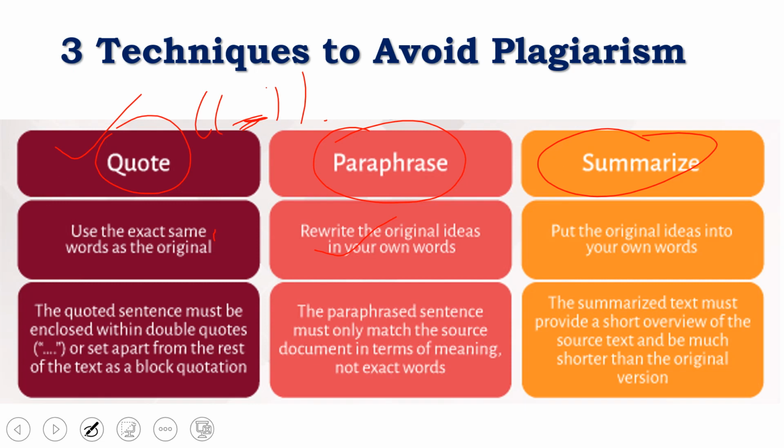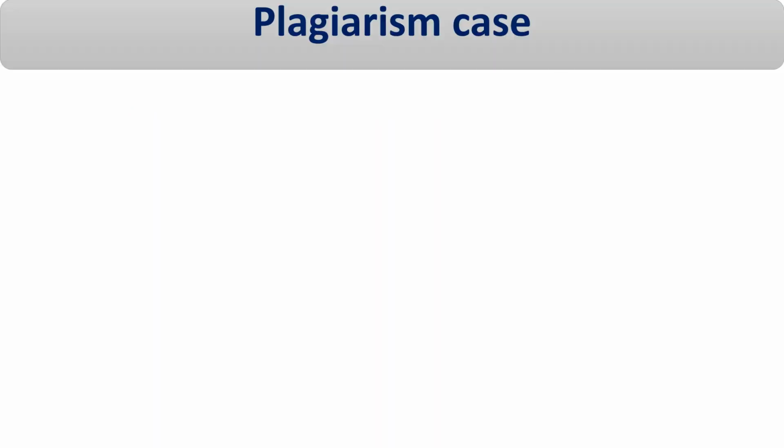And third one is summarize. Put the original idea into your own words. The summarized text must provide a short overview of the source text and be much shorter than the original version. So in a few words, you are going to write the others' full text. So these are the three ways by which we can avoid plagiarism.